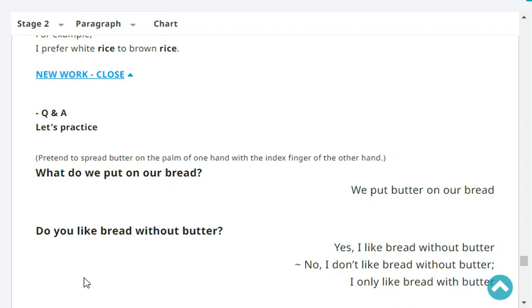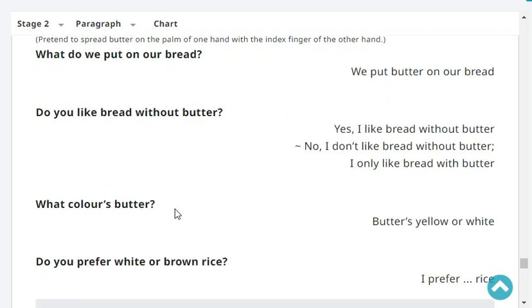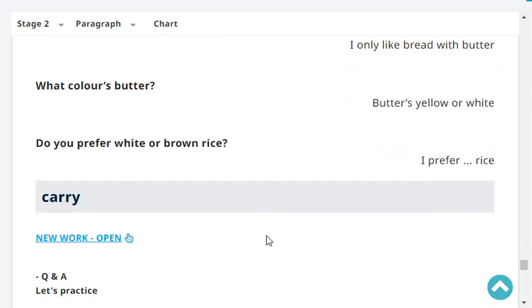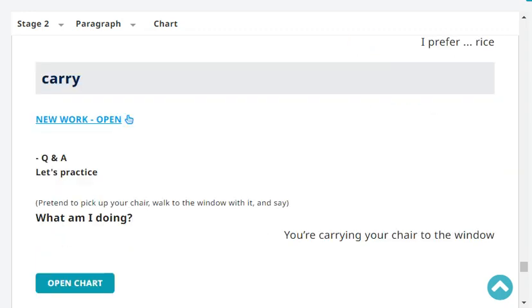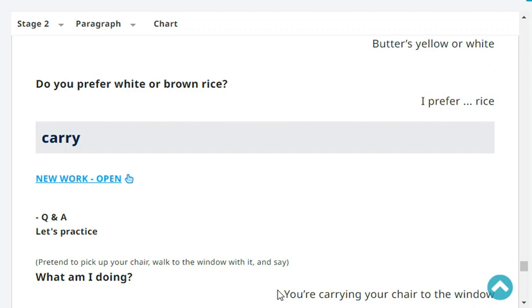Do you like bread without butter? Yes or no? No, I don't like bread without butter. I only like bread with butter. What color's butter? Butter's yellow or white. Very good.